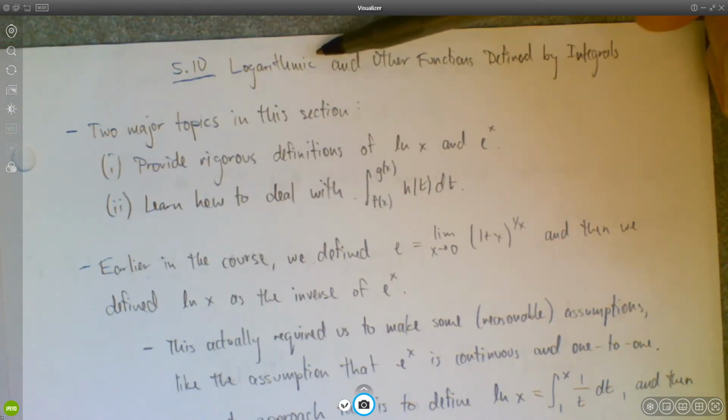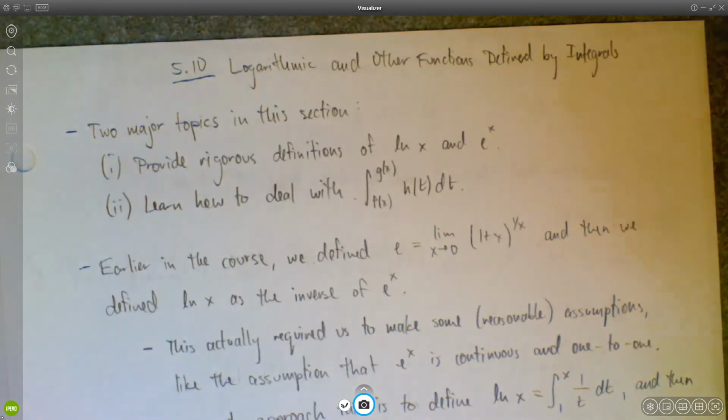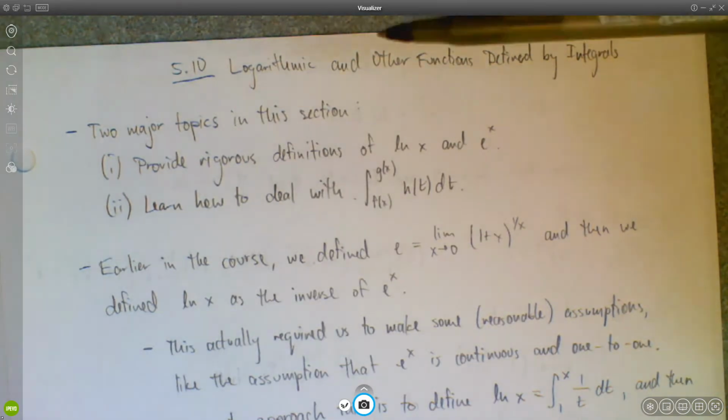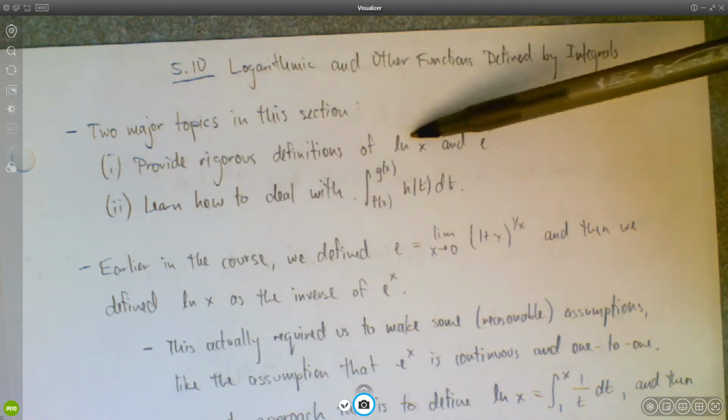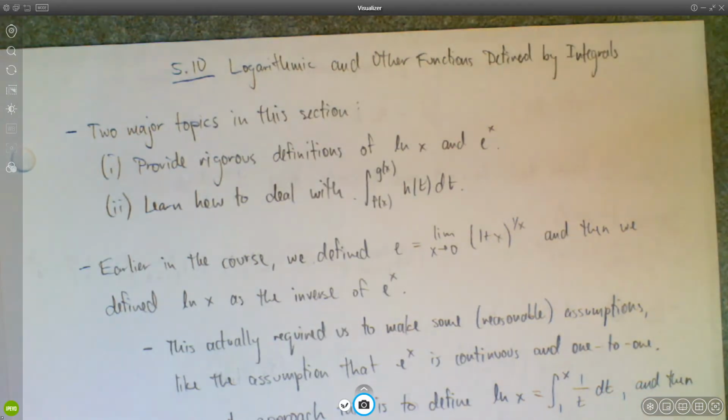But the way that we did it was a little bit shaky. It was a little bit hand wavy, and I'll explain why in a second. So the two major topics in this section are, first of all, we're going to provide rigorous definitions for natural log of x and e to the x.